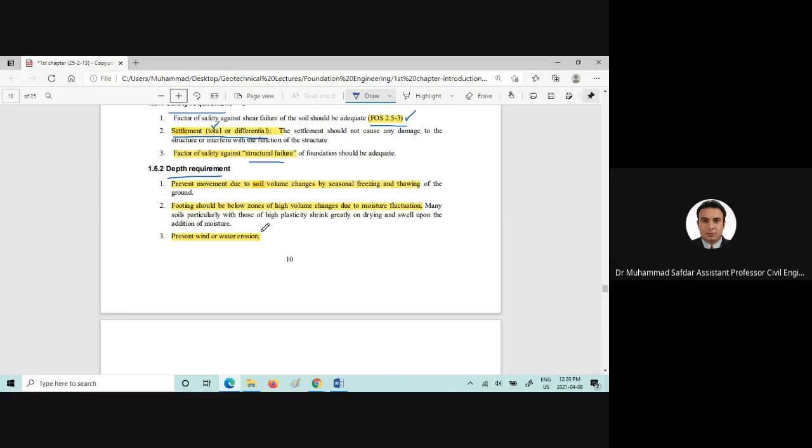Then the depth requirements, let's have a discussion here. The depth requirements for the northern areas, the depth requirements for the central Punjab, and the depth requirements for the Balochistan. So do you think the depth requirements should remain the same? For example, if I say 1 feet or 2 feet, what could be the possible reasons?